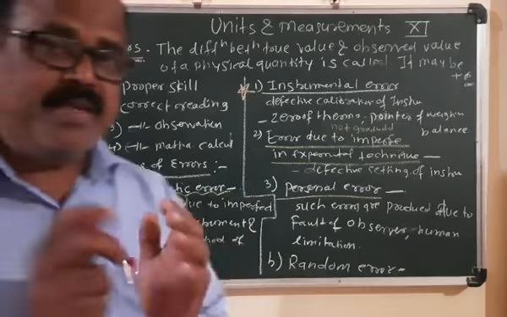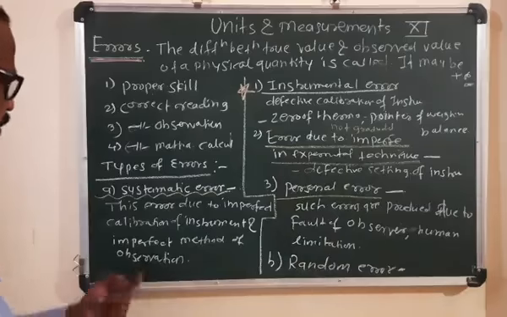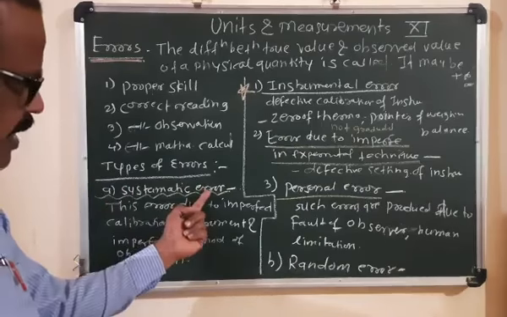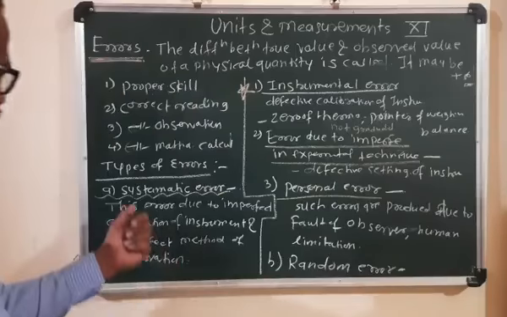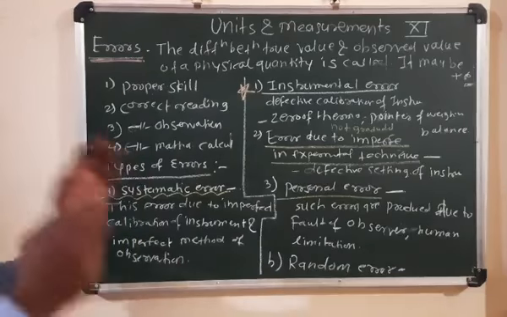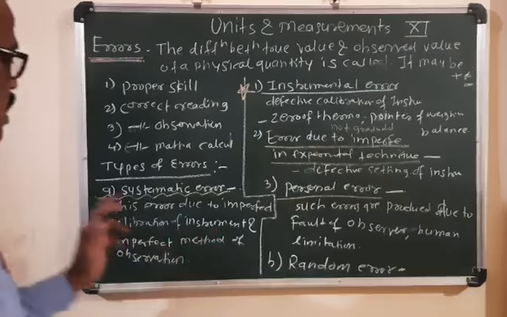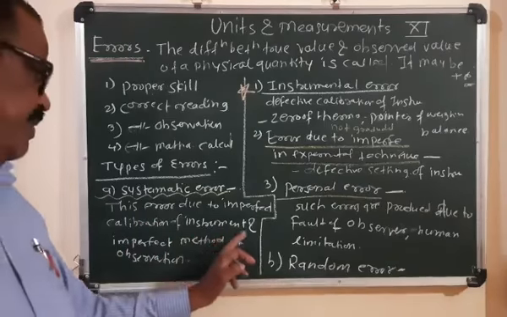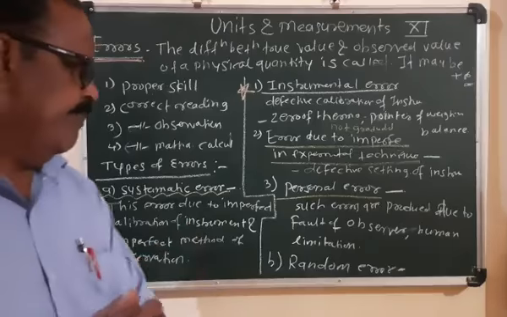The next point, types of error. There are different types of error. Mainly it is divided into two types: systematic error and random error. What is meant by systematic error? This error is due to the imperfect calibration of the instrument and the imperfect method of observation.